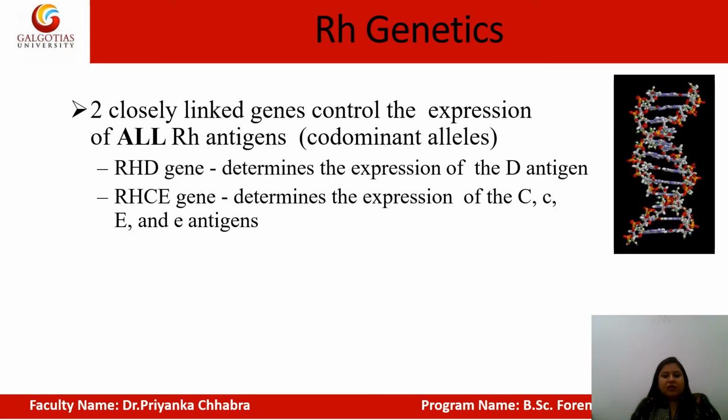Rh genetics. The genes responsible for the production of Rh antigens are the RHD gene and the RHCE gene. These are two closely linked genes which control the expression of all types of Rh antigens. They are codominant alleles. RHD determines the expression of the D antigen, that is capital D antigen, and there is no small d. The RHCE gene determines the expression of the C, small c, capital E and small e antigens present on the surface of the RBC. Among them, D is the most important, or we can say the most immunogenic Rh antigen.